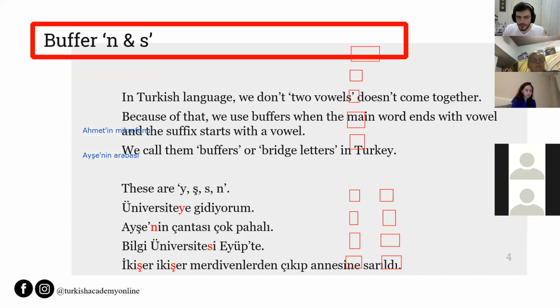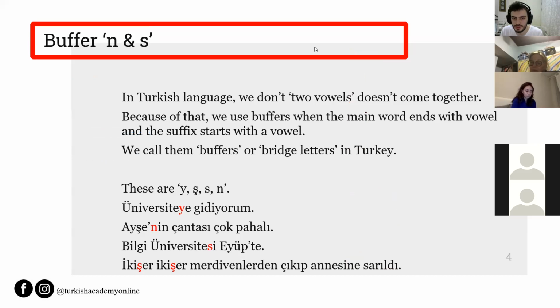In Turkish, we have four buffers. We have four bridge letters, let's say, and they are ye, şe, se, and ne. The ones that you usually see are this ye, se, and ne. This şe is not very common. We only use it with the numbers when we want to say twice, something like that. But this one, for example, the y usually comes with the dative case.